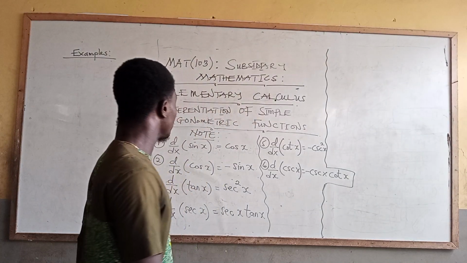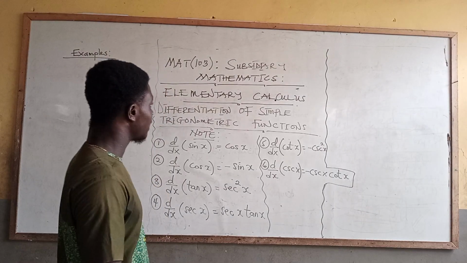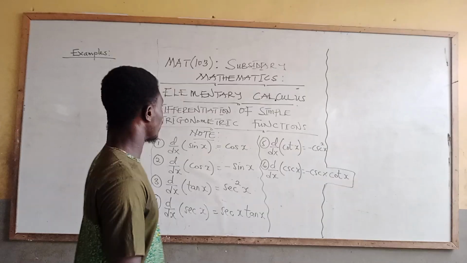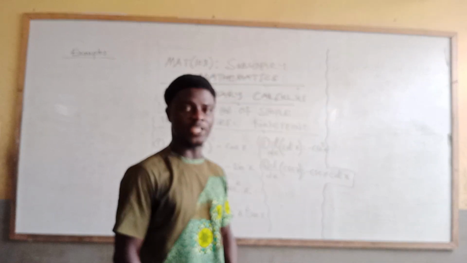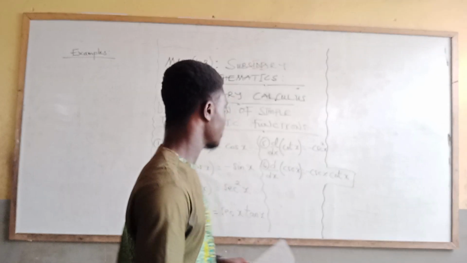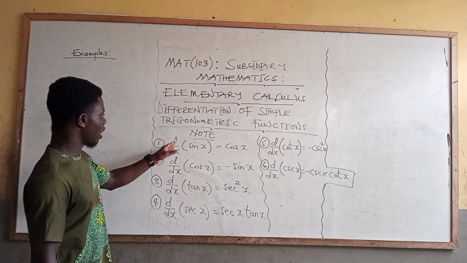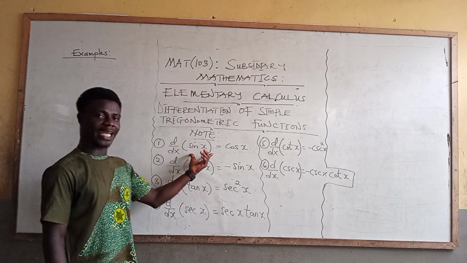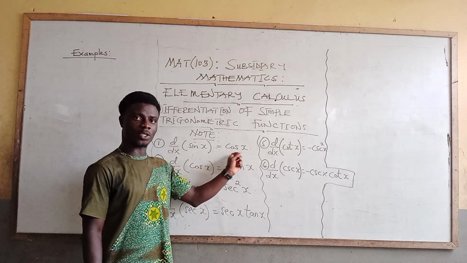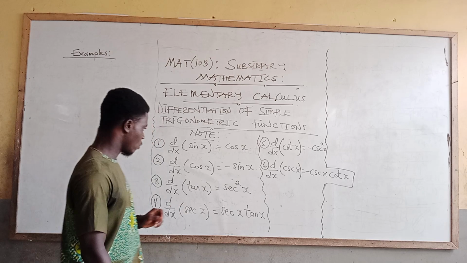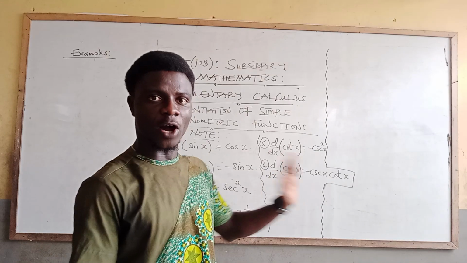In this video, we'll be looking at elementary calculus, and under that, we'll be looking at differentiation of simple trig functions. Differentiation of simple trigonometric functions. So note, if you differentiate sine x with respect to x, you get cos x. We have proofs for all these trig functions.